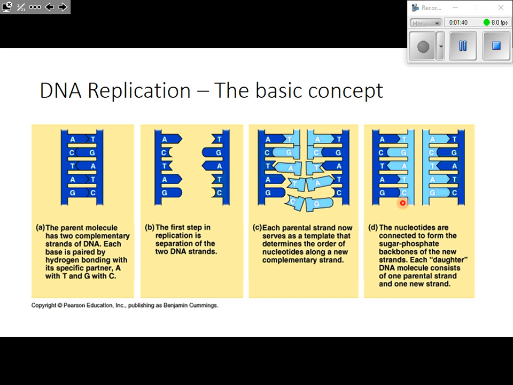You end up with two DNA molecules. Each one is an exact replica of the original, assuming that everything goes right. But each DNA molecule contains one old strand and one new strand. And so what we're going to do is go through the process in a pretty detailed fashion and talk about all of the different enzymes that play a role in this copying process.